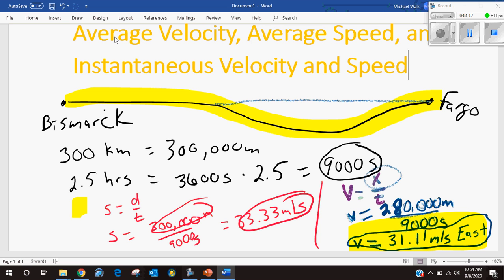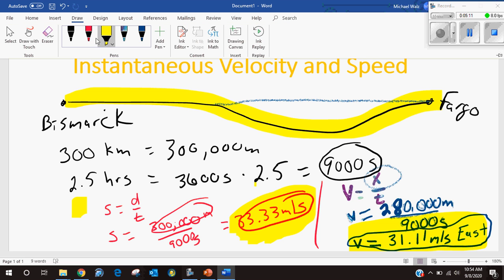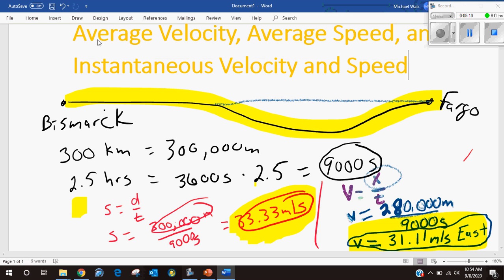Now, there's another thing that I wanted to tell you, and that is that these velocities and speeds here are averages. In this case, it's an average. And why is it an average? Well, if you think of yourself driving, and I'm sure all of you are driving right now, there's this little thing on the ground connected to a little thing in your car.